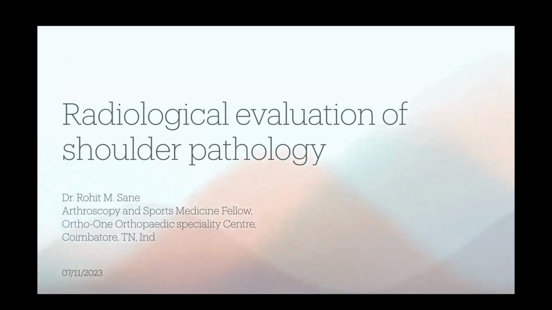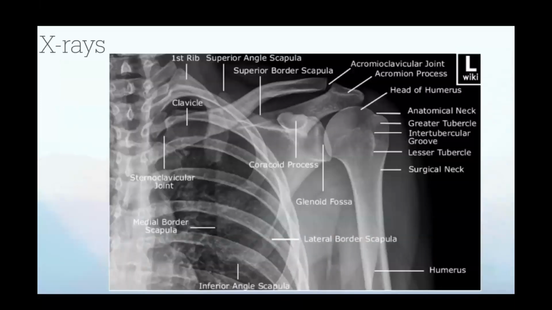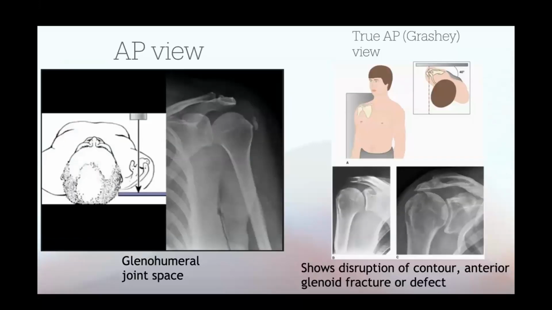Start, Rohit. Yes, sir. So today I'll be presenting the radiological evaluation of shoulder pathologies. Before that, we'll start with the X-rays. This is a normal AP X-ray of the shoulder joint. Here you can see the markings. You can see the glenohumeral joint, the coracoid, the clavicle, and the acromion. We'll be coming to them one by one.